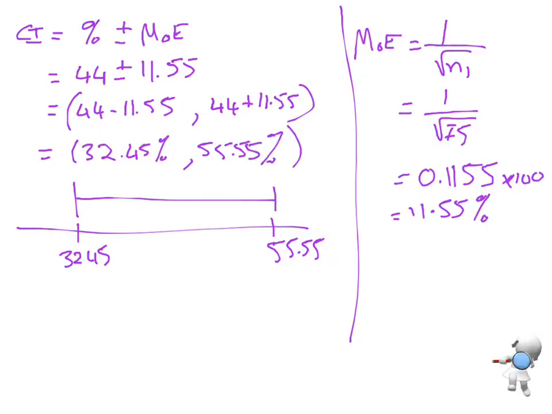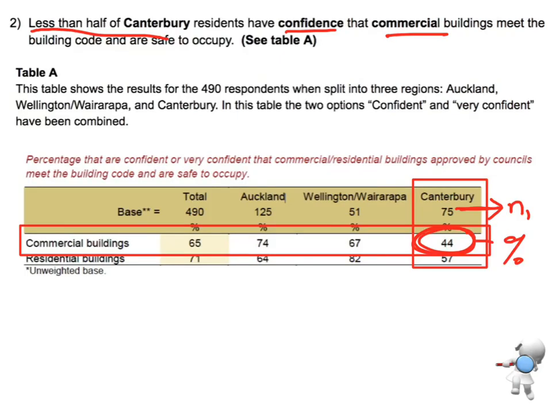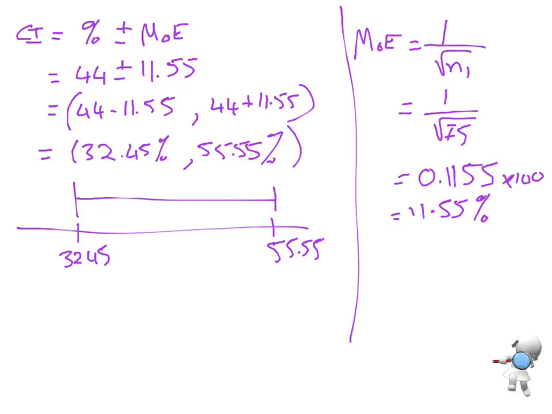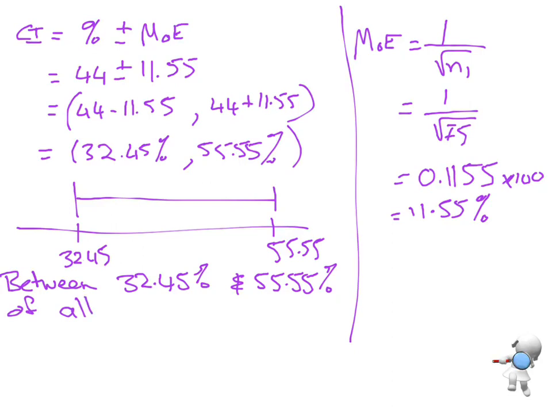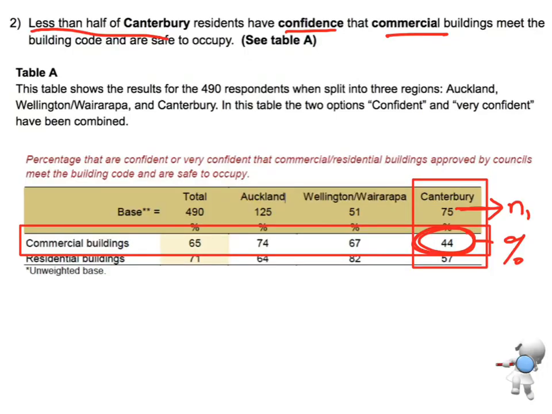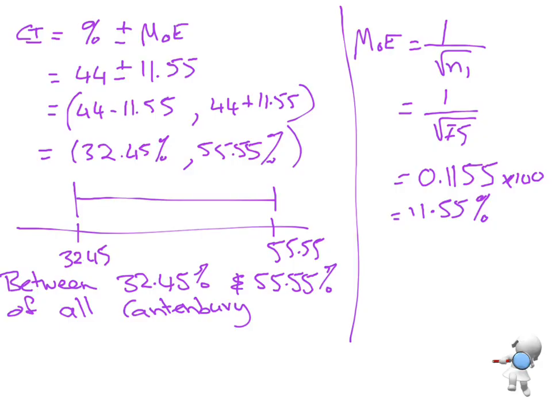So what does this mean? Well, let's go back to the data. So this is talking about what percentage of Canterbury residents have confidence that commercial buildings meet the code. Okay, so I'm going to interpret this and say between 32.45% and 55.55% of all Canterbury residents. That's the word I was looking for.